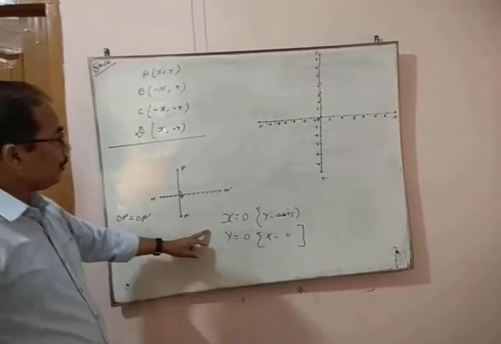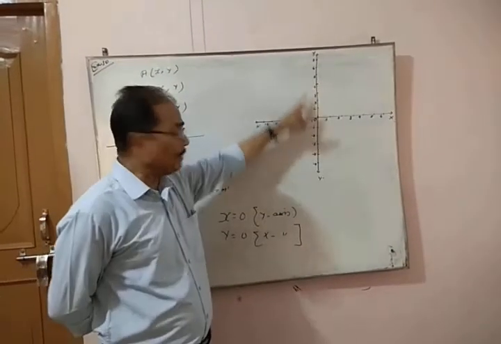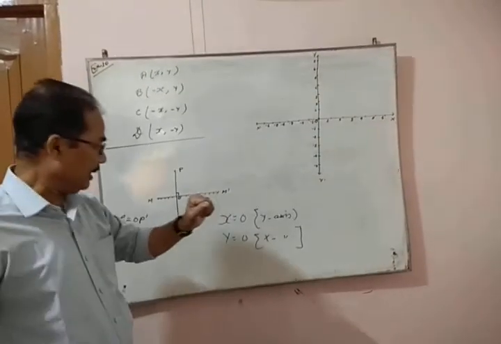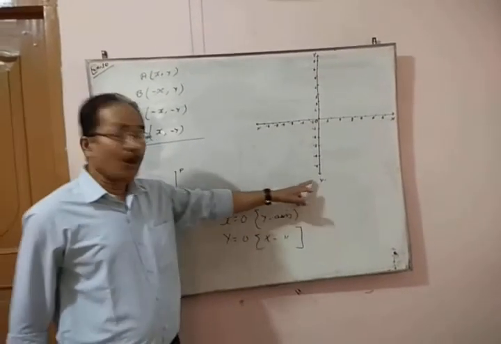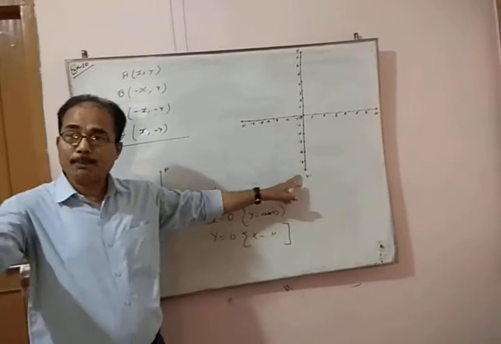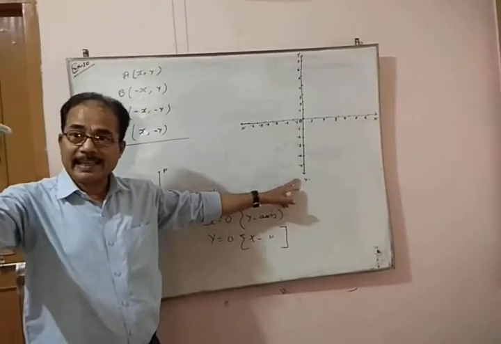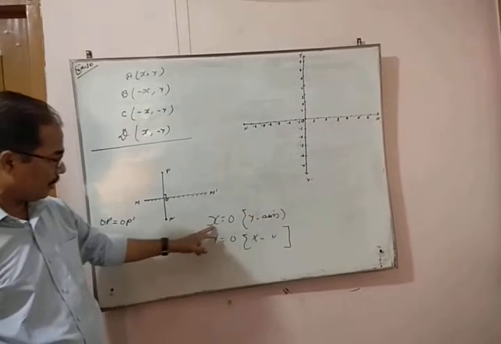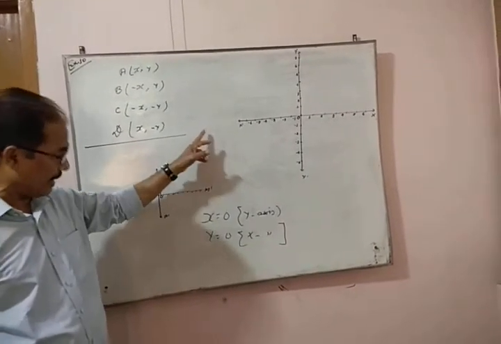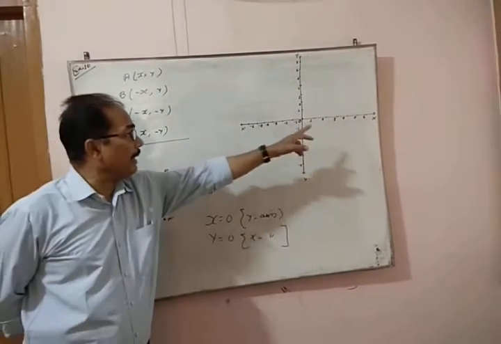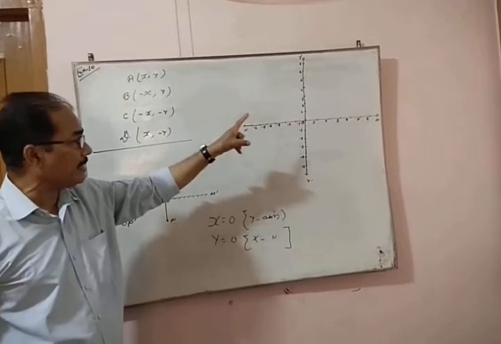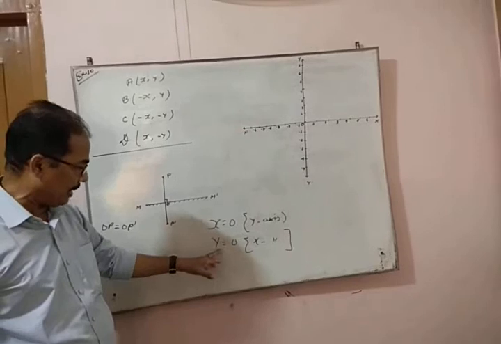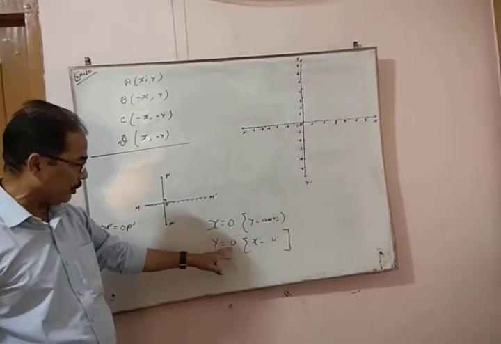x equal to 0 means the y axis. It means this y axis is known as x equal to 0. On the y axis, if any point is taken, its x coordinate will always be 0, and this is why it is said x equal to 0. On the x axis, if any point is taken, its y coordinate will always be 0. This is why it is known as y equal to 0.